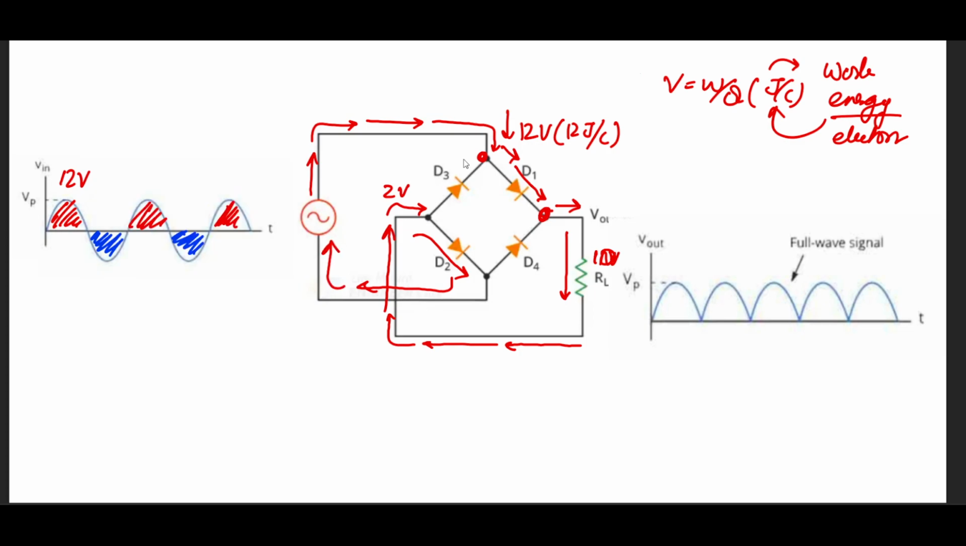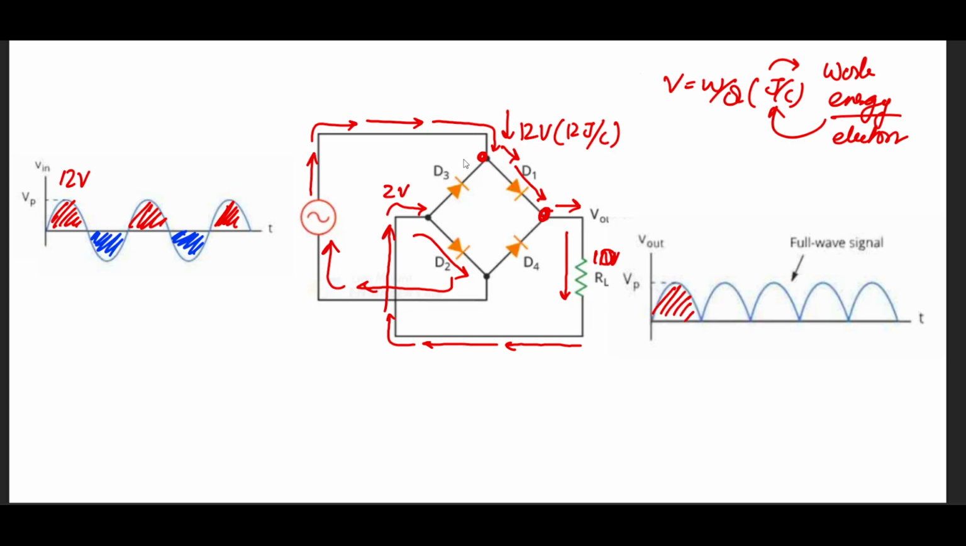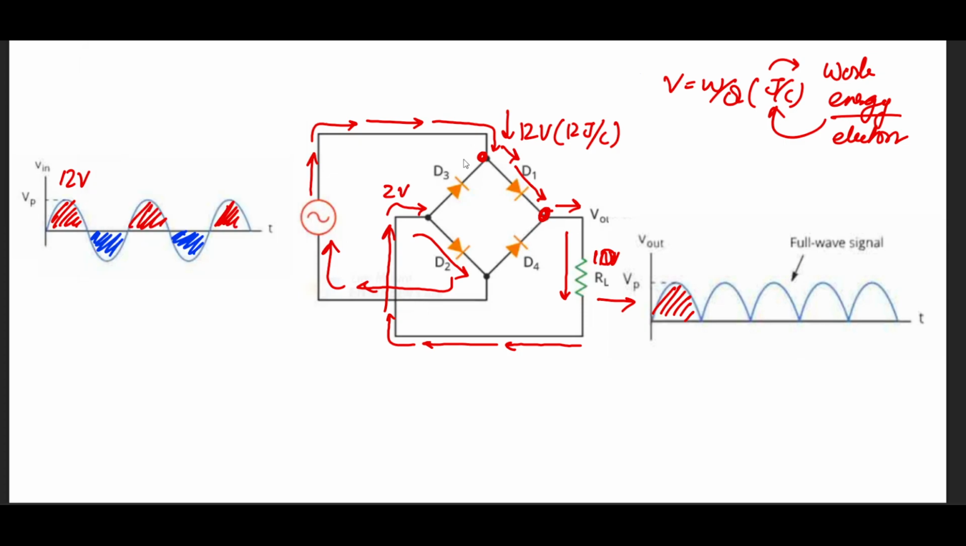Now let's start with the negative. This is the positive cycle on the output visualized in the graph. So this is my voltage across the resistor. The positive cycle has been successfully extracted from the supply voltage. Now let's see how the negative voltage is going to behave.